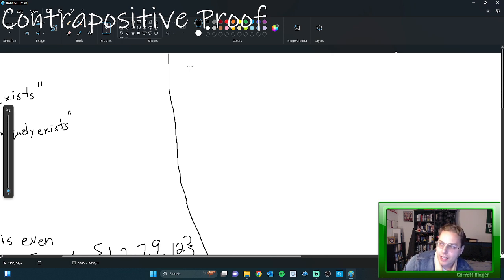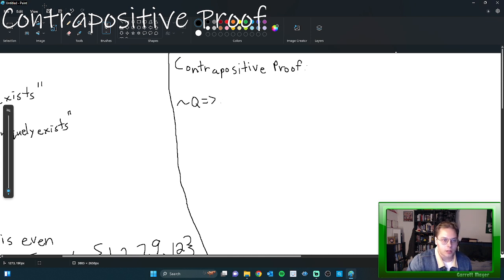Okay, so the next type of proof is contrapositive proof. And this type of proof is based on the fact that P implies Q is logically equivalent to not Q implies not P. So I'll write that out. The reason why this proof works, and the entire foundation of this, is based on the fact that not Q implies not P is logically equivalent to P implies Q.